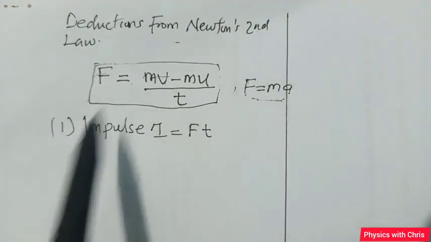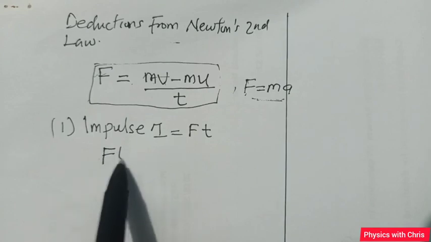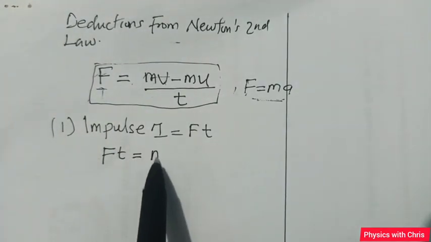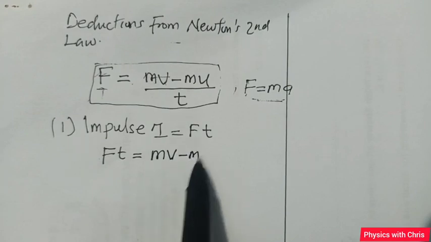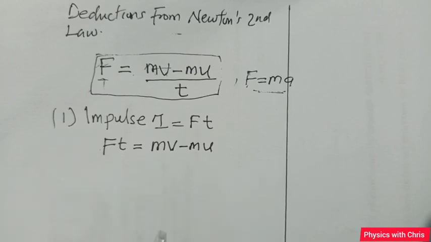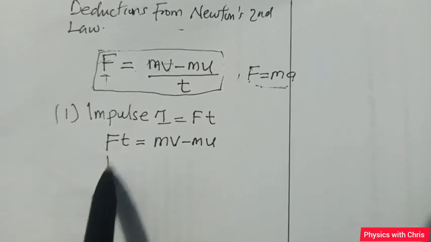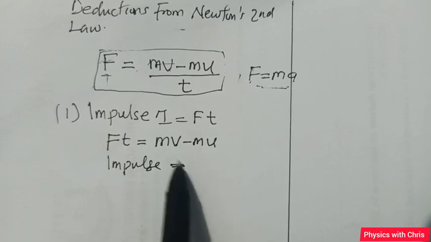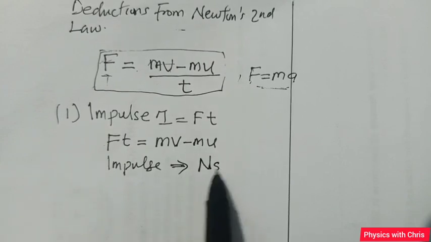If I come back to this equation, I have Ft. If I cross multiply, I have force times time is equal to momentum change, mv minus mu. It therefore means that the impulse received by a body when a force acts on it for some given time is given by the momentum change of the body. The impulse of a force will have the same unit as momentum change. The unit of impulse will be Newton second.